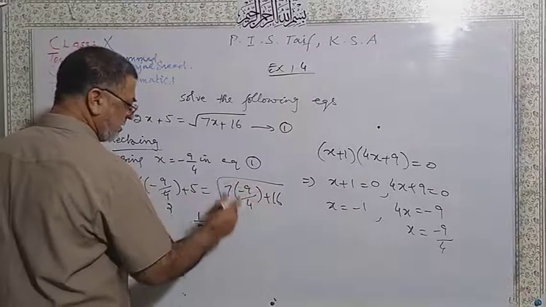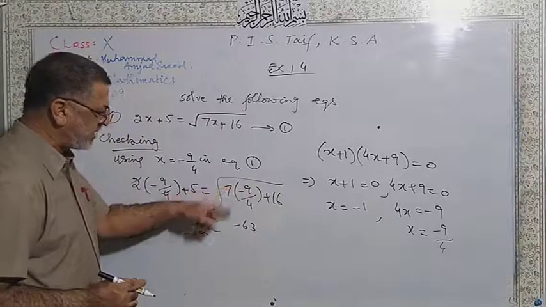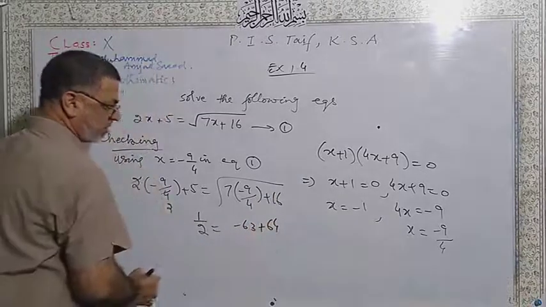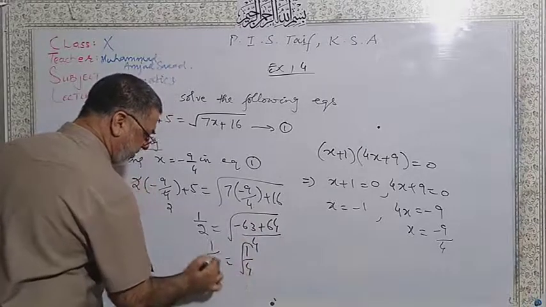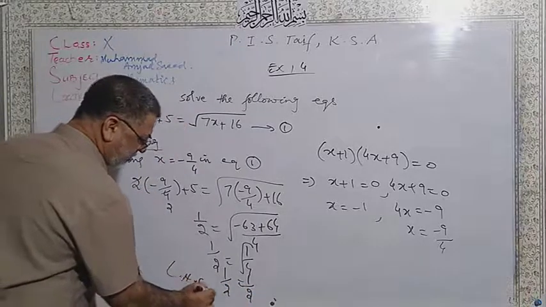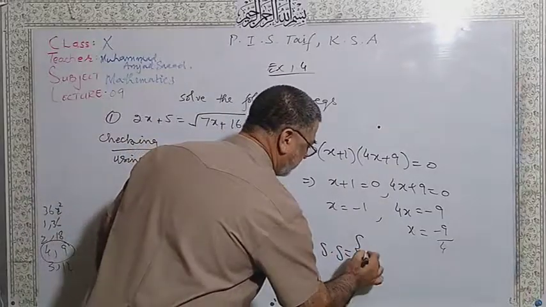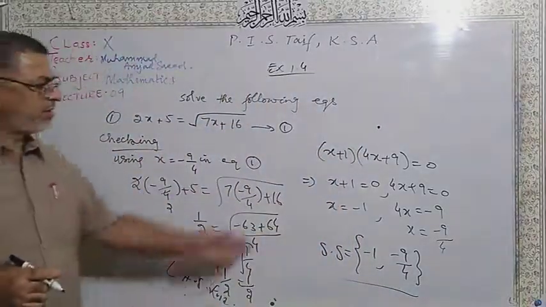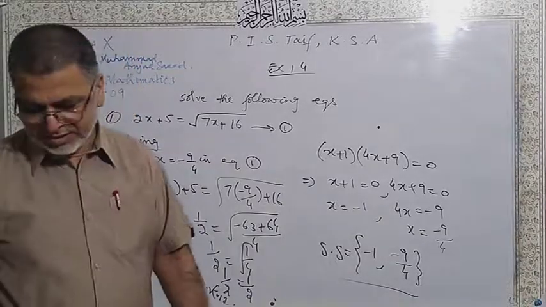Now the right side: -9 into 7 is -63, and 4 times 16 is 64, over 4, under root. That will be 1 over 4 under root, and you know that the square root of 1 over 4 is 1 over 2. So left hand side is equal to right hand side. Dear students, we have checked that both are members of your solution set. That is your answer. So this is the way how we will solve such questions.